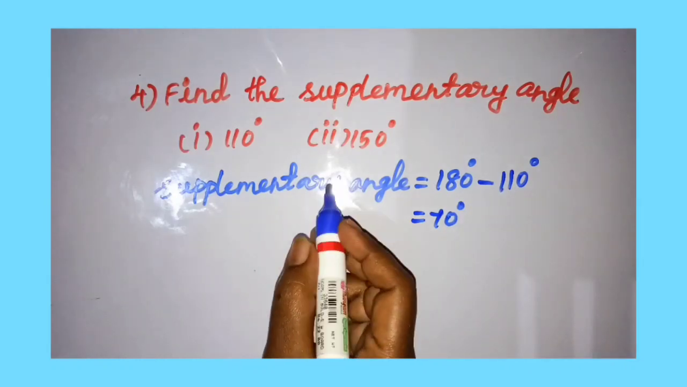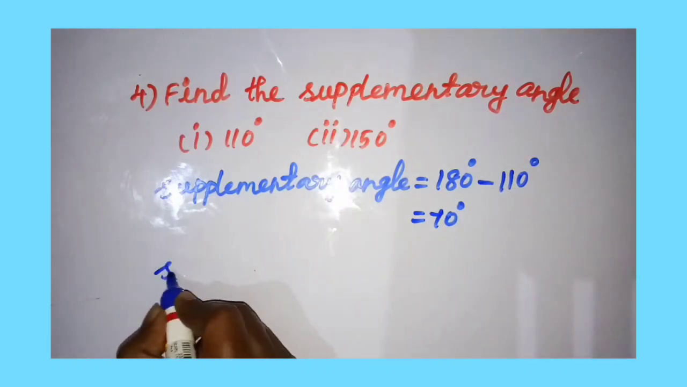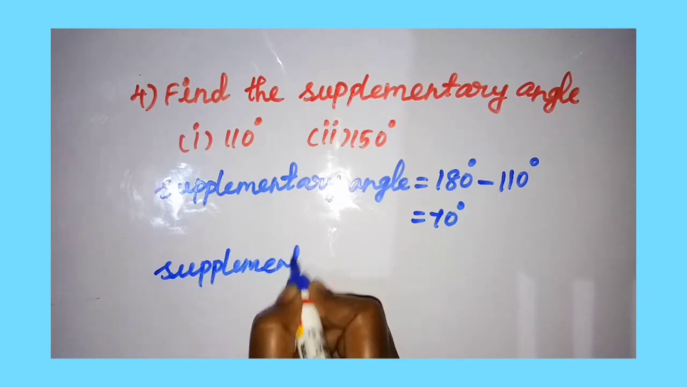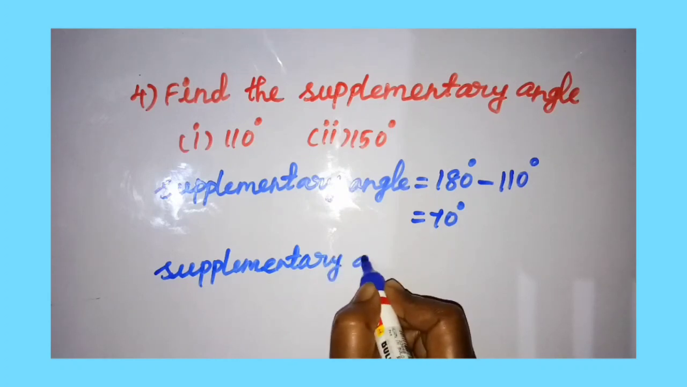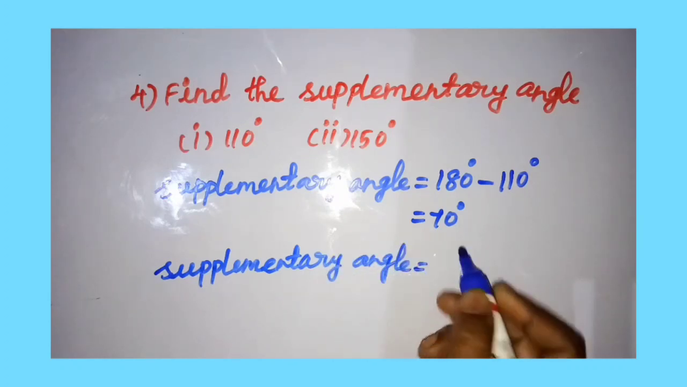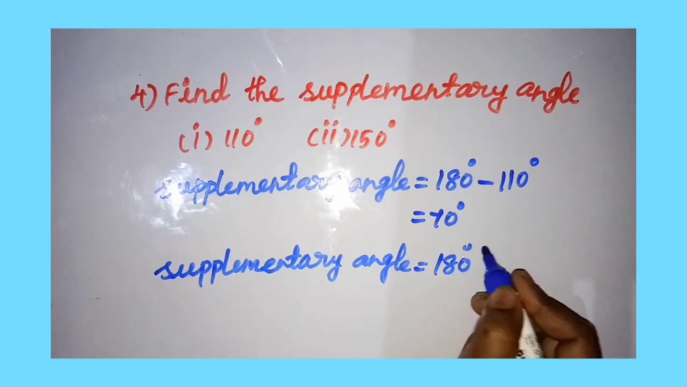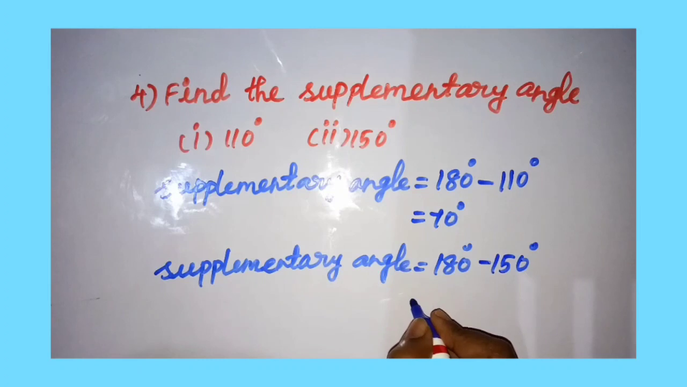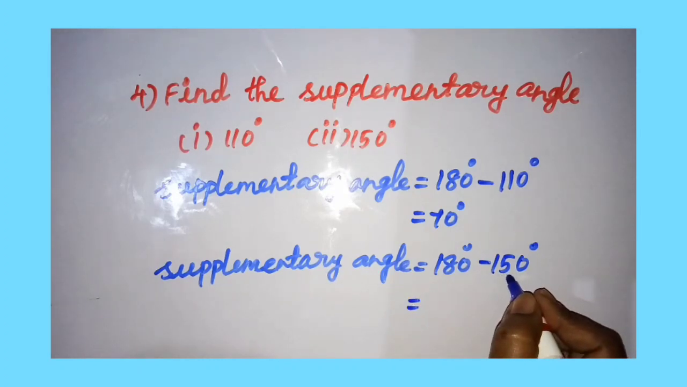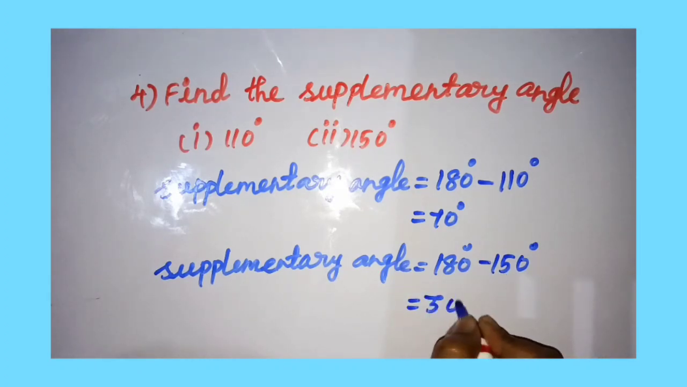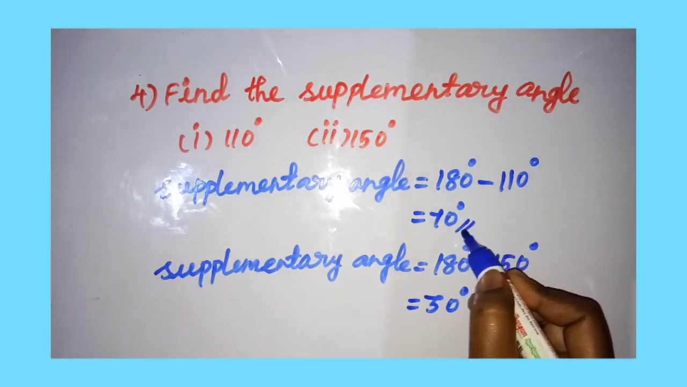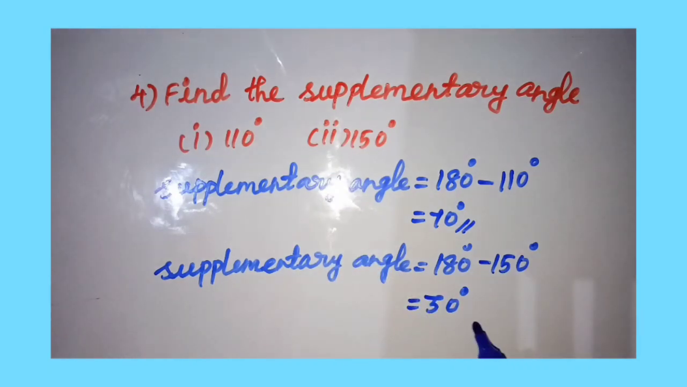Next, 150 degree. So first we write supplementary angle is equal to 180 degree minus 150 degree. Now subtract the value, 180 minus 150, we get 30 degree. So first one value 70 degree, second, for 150 degree, the supplementary value is 30 degree.